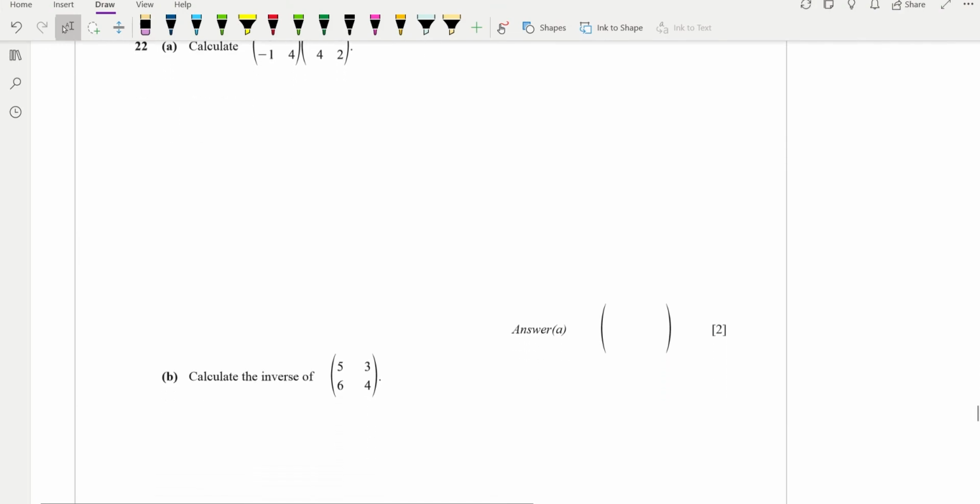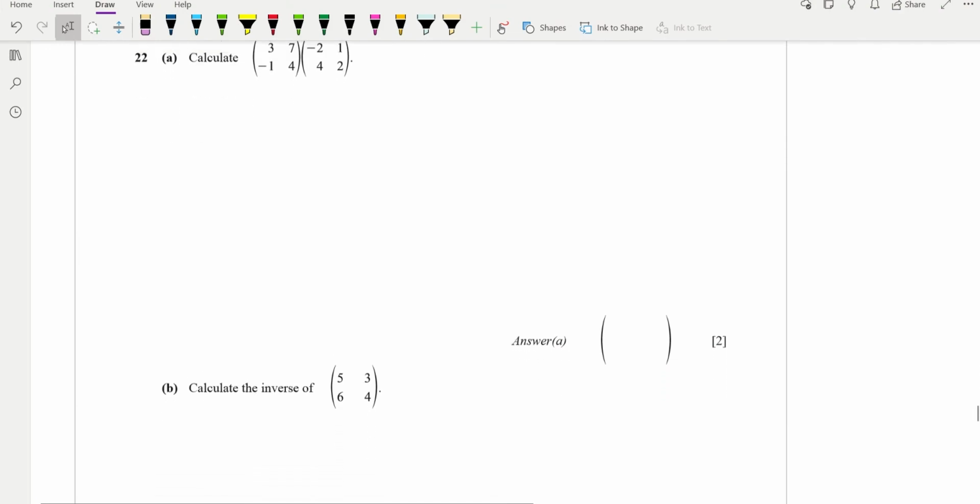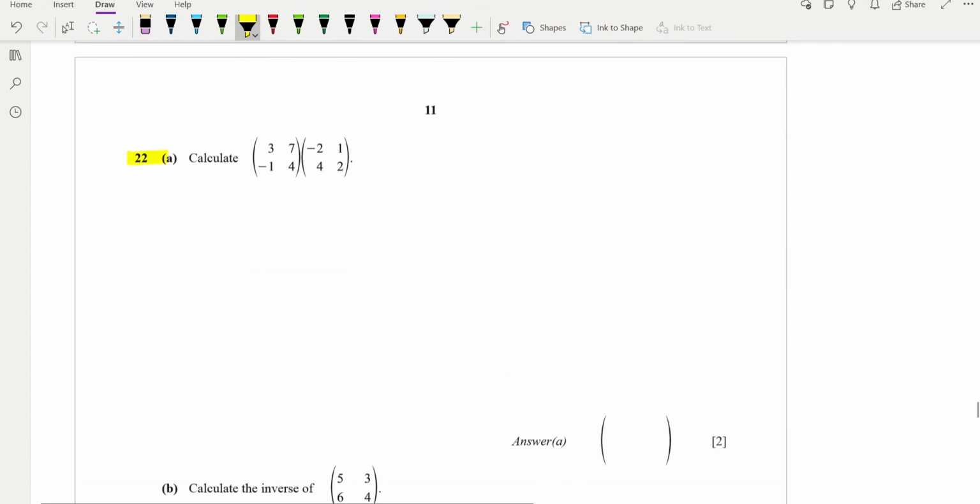Now question number 22, their matrices question, they are saying calculate this one we have to multiply. First row, first column, this is how we are multiplying. So 3 multiplied by -2 will be -6, and 7 multiplied by 4 will be 28, so plus 28. And first row second column will be 3 into 1 will be 3, and plus 7 2 will be 14.